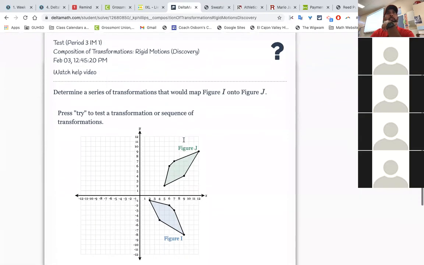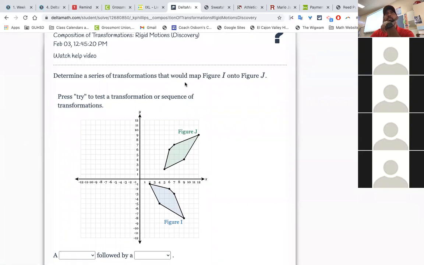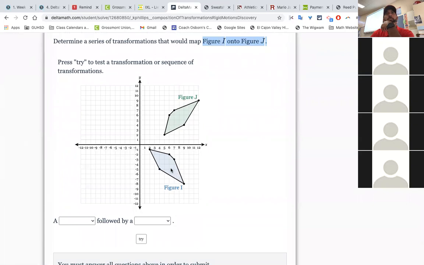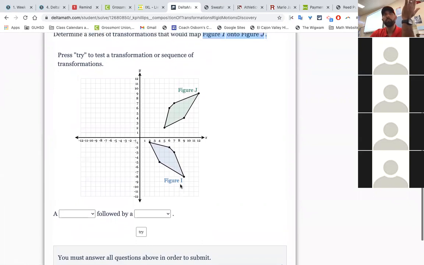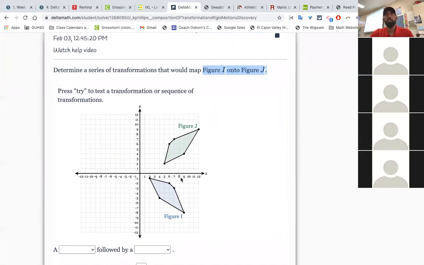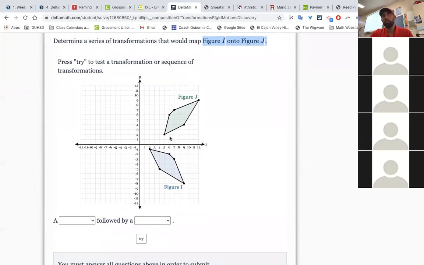This one here. Determine a series of transformations that would map figure I to figure J. So we're going to go from here to there. Here you had to come up with some transformations that you feel are going to help you get from that one to that one. It says to go from I to J, so I'm going to go from the one on the bottom up to J. What could I do to get it from the bottom to the top?